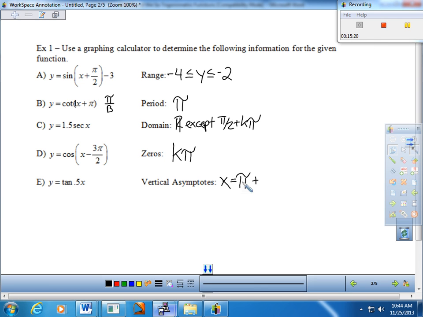So I have my primary one that I saw at pi, and then every 2 pi after it. If you want to do a 2k pi or a 2 pi k, it doesn't matter, obviously, it's all just multiplication. That would be it. Okay, so a little harder on that last one. Good, nice challenge.